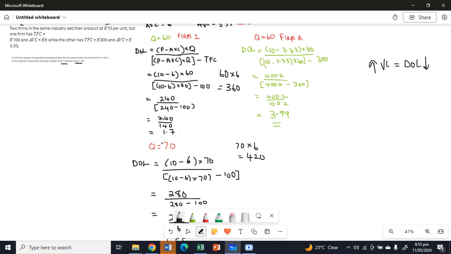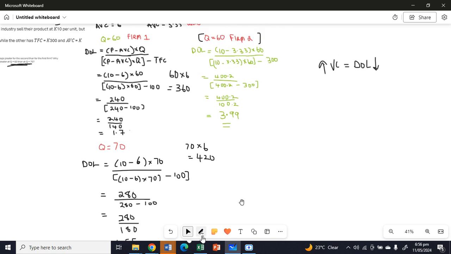So let's prove this again with frame 2. We're going to compare frame 2 when it produces 60 units and when it produces 70 units. Which one will have a higher degree of operating leverage? Again, we're going to see that as the variable costs increase due to an increase in quantity, your degree of operating leverage goes down, which answers this part of the question: why the DOL at Q60 is greater than at Q70.